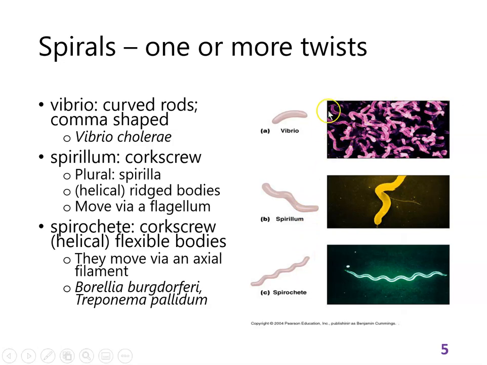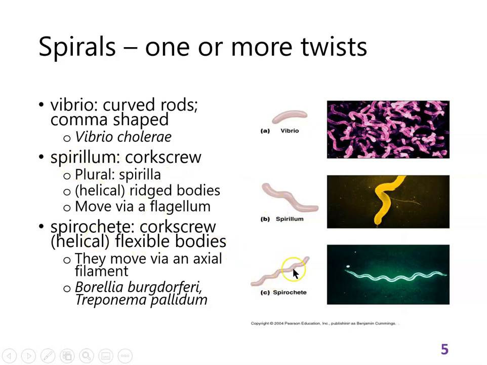The vibrios will be kind of short and curved rods, and Vibrio cholerae is a very famous one. It's named after its cell morphology, and it causes cholera. Spirilla, or one single spirillum, is a cell with like 2 twists like this, and there are several different species that grow this way. Each of them is called a spirillum.